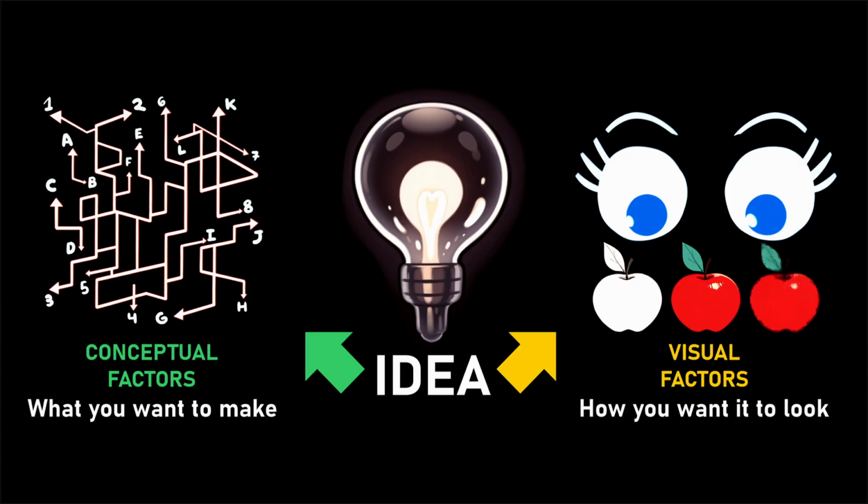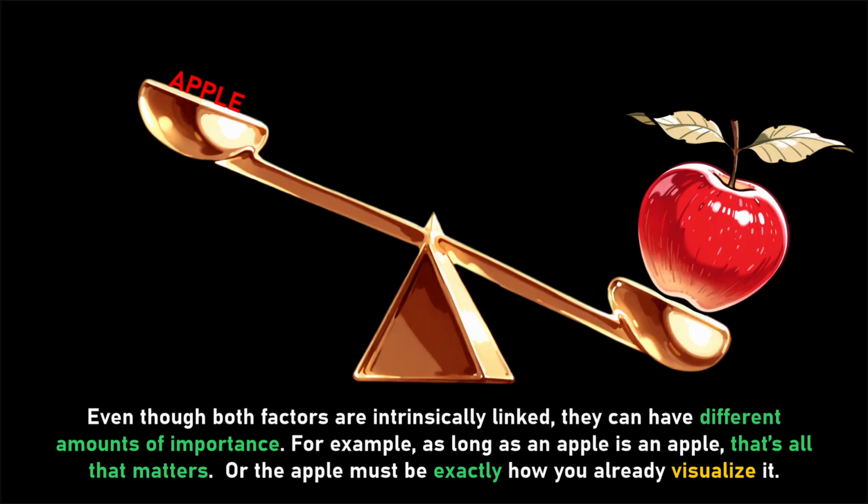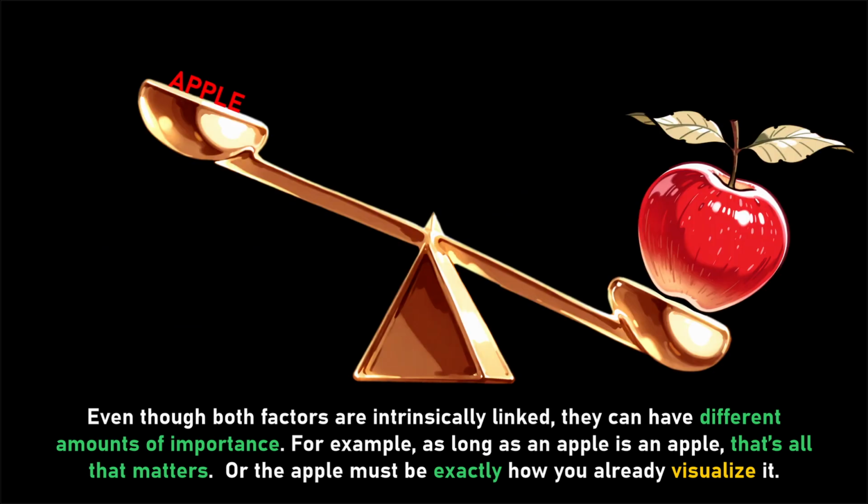You can separate this idea into two elements: the conceptual factors and the visual factors, which just means the thing you want to make and how you want it to look. For example, an apple and how you want that apple to look. Now, even though these factors are intrinsically linked, they can have different amounts of importance. For example, your idea might just be an apple and the specifics of how it looks might not really matter, as long as it's an apple.